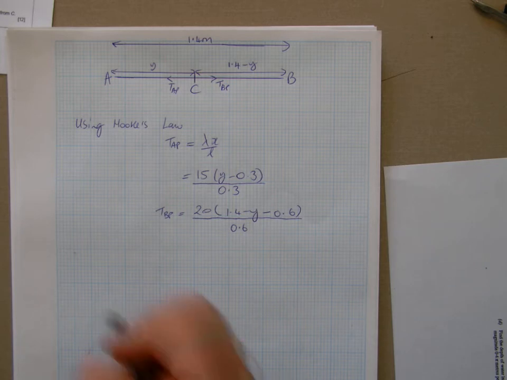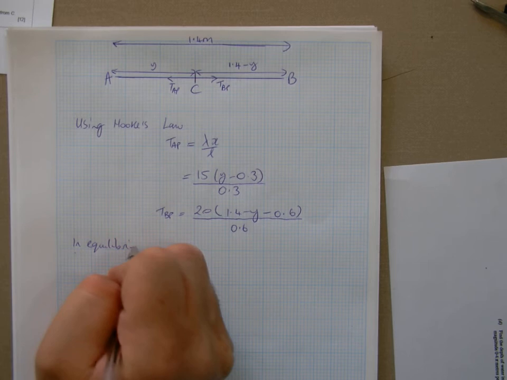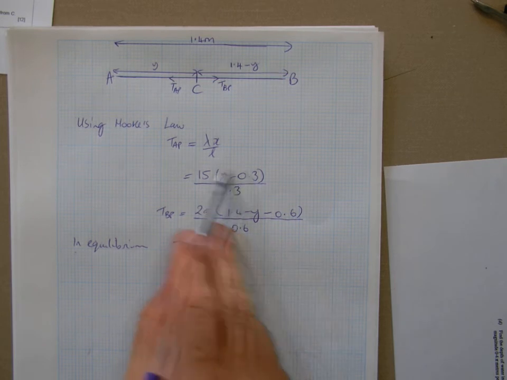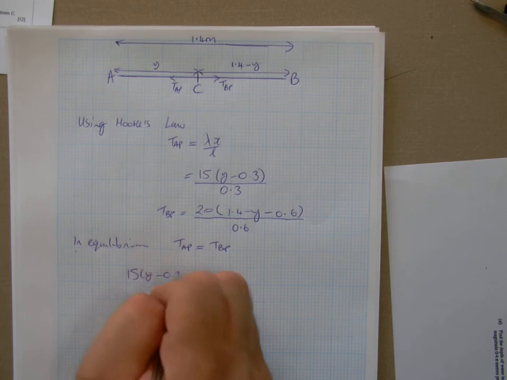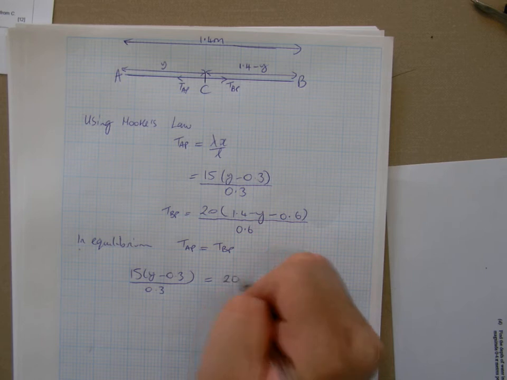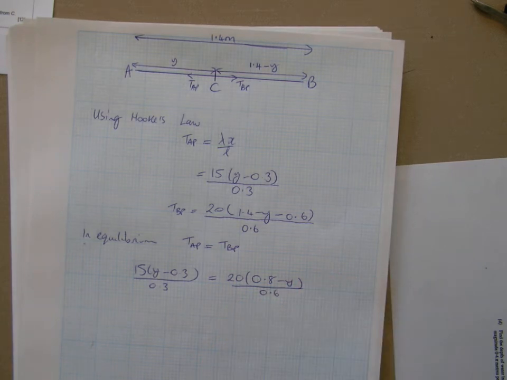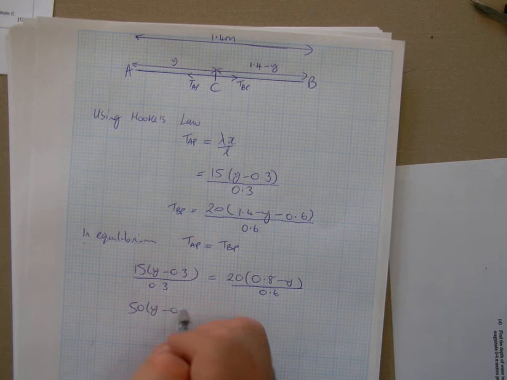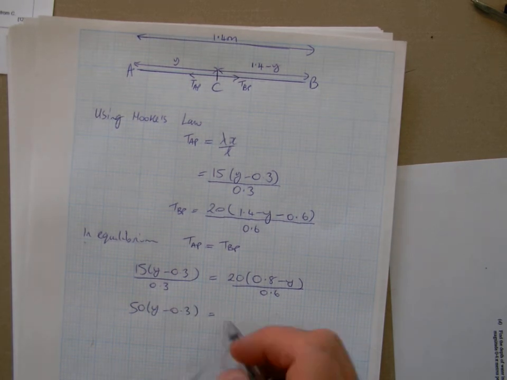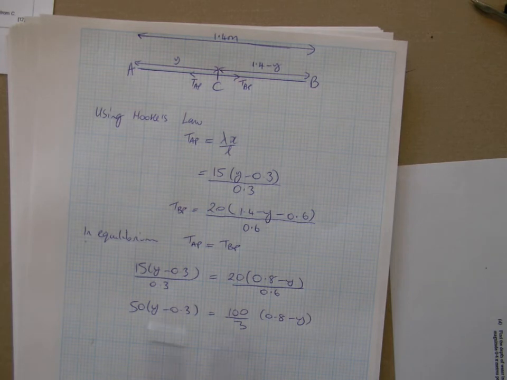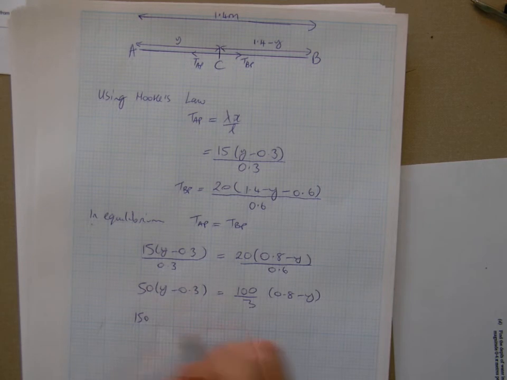Now what's good is, because it's in equilibrium, both tensions have got to be equal. In other words, tension AP has got to equal tension BP. So this has got to equal this here: 20, 1.4 take away 0.6 is 0.8, take away y, over 0.6. We'll use our calculator there. I'm using my calculator late in the day, so I don't want to make mistakes. So this becomes 50 when I divide them. And 20 divided by 0.6, let me just check that. That's not very nice, so you just get 100 over 3, 0.8 minus y. You can take the 3 up there. There's lots of ways of solving this. Stick the 3 up there, it's 150, so you get that.